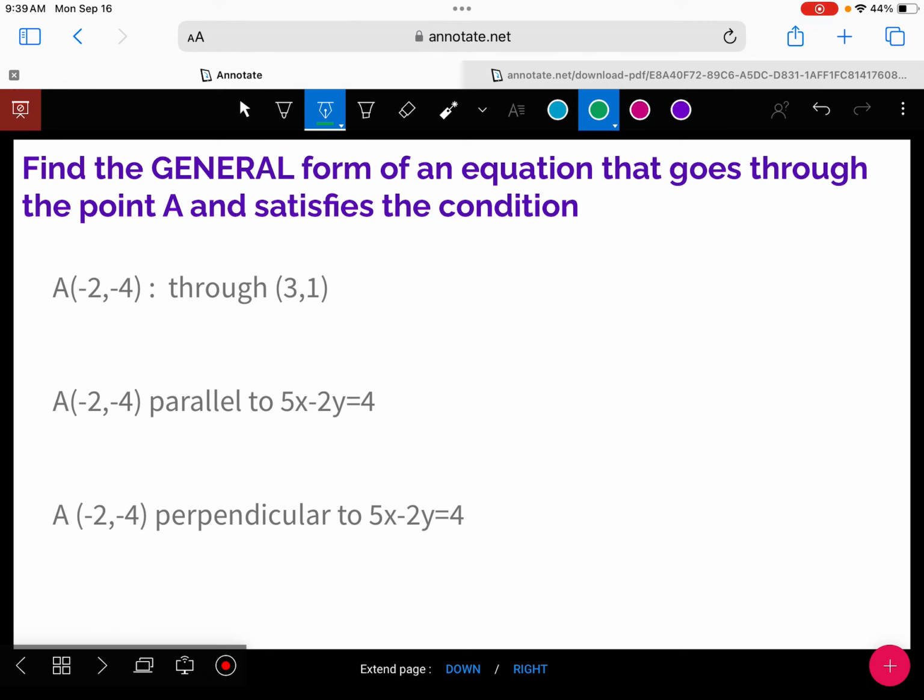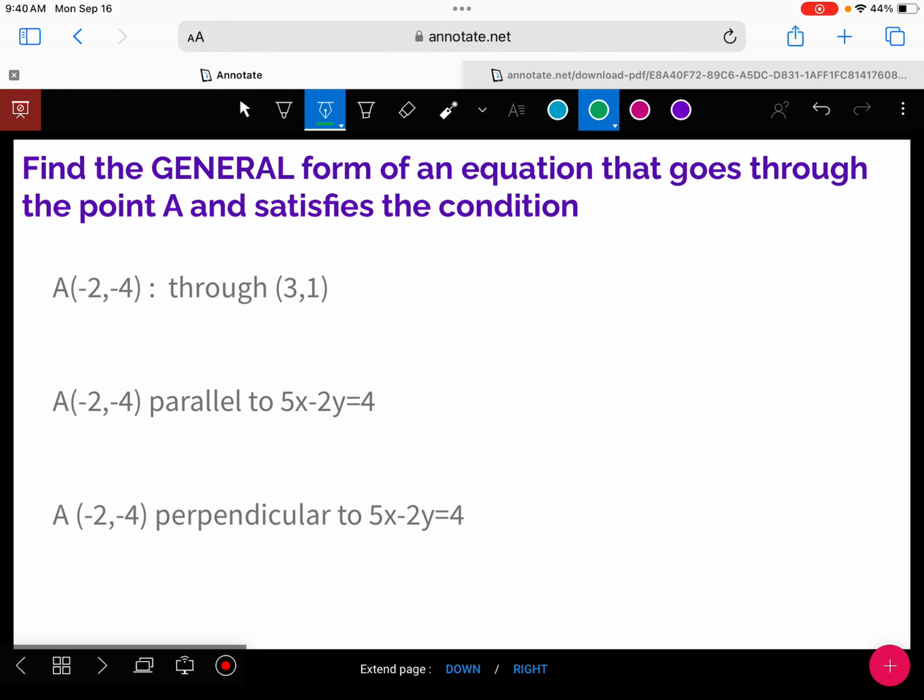So again, we're going to try and write these in general form. I've got a point A, and I have a condition. So I know it's going to go through point A, and it's going to go through the point 3, 1. So it's going to go through negative 2, 4, and it's going to go through 3, 1. So I know 2 points that this line is going to go through. What do we need to find? Slope. I need my slope.